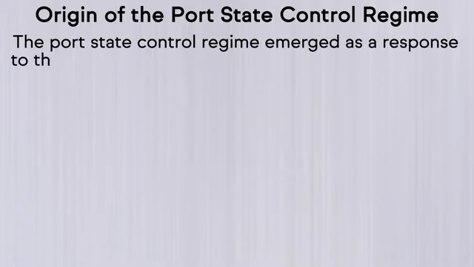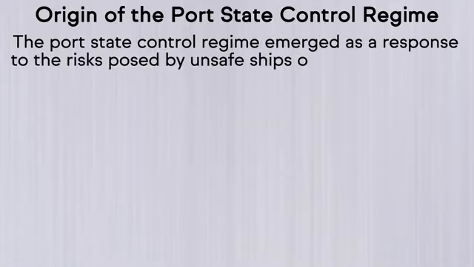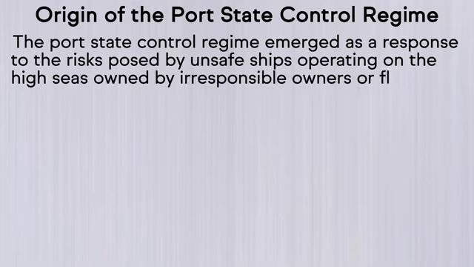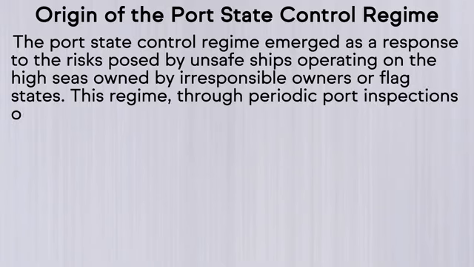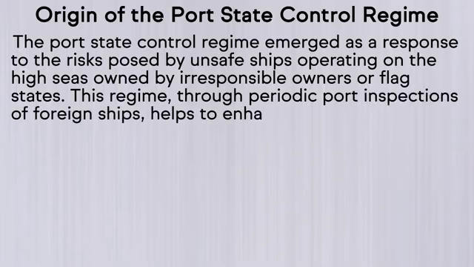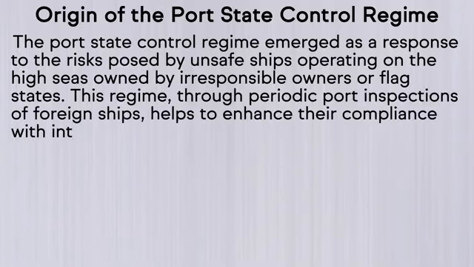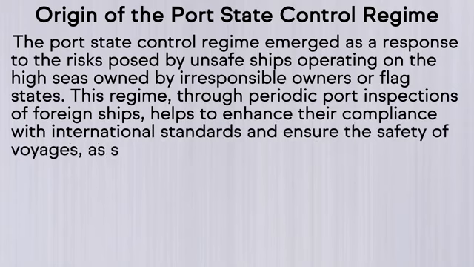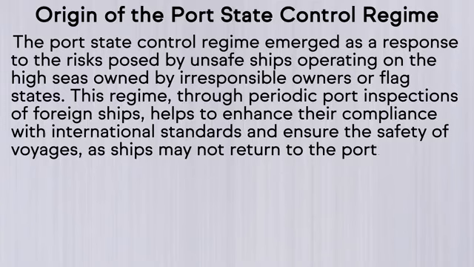Origin of the Port State Control Regime. The Port State Control Regime emerged as a response to the risks posed by unsafe ships operating on the high seas owned by irresponsible owners or flag states. This regime, through periodic port inspections of foreign ships, helps to enhance their compliance with international standards and ensure the safety of voyages, as ships may not return to the ports of their flag states for long periods.